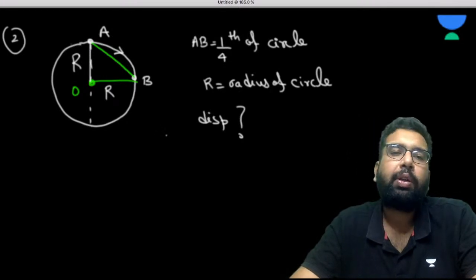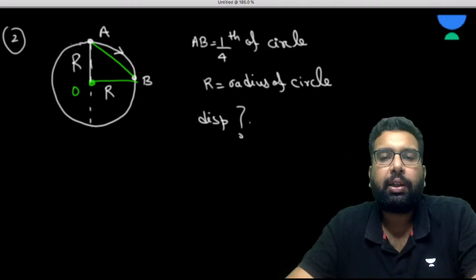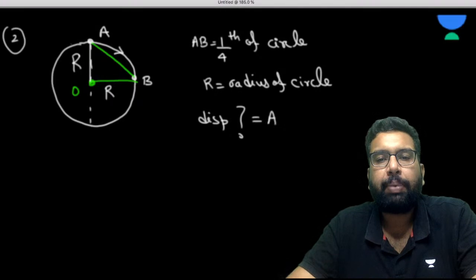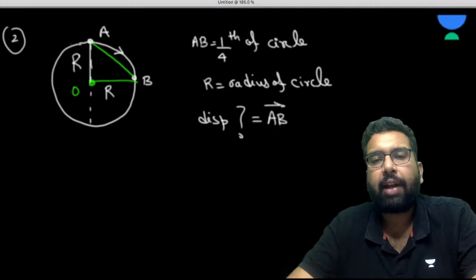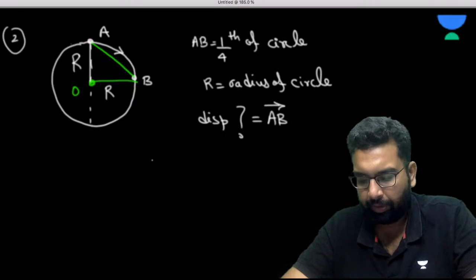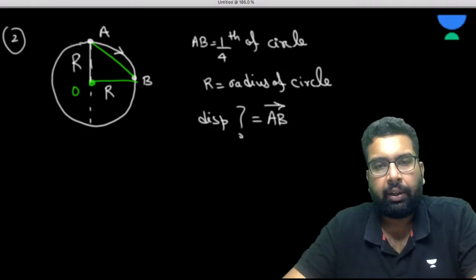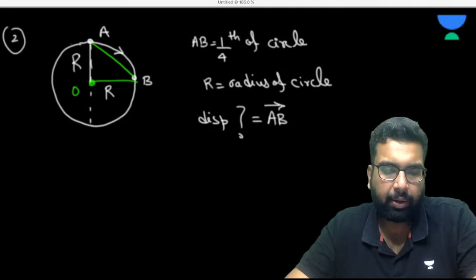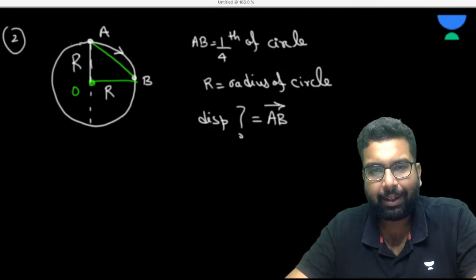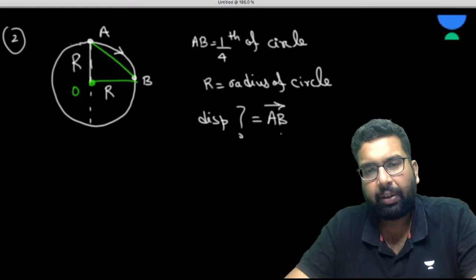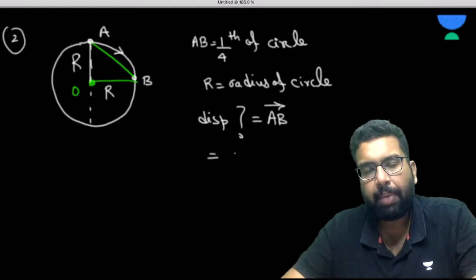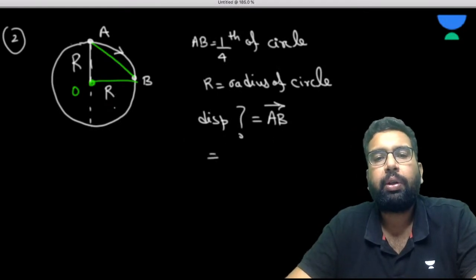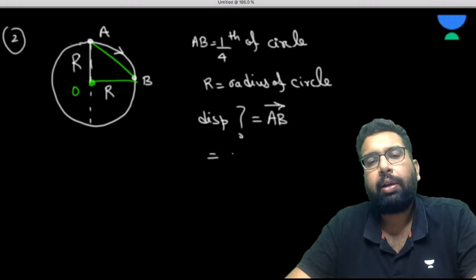By Pythagoras theorem, we can apply. So what is the displacement? That is the length of AB. And see, it is a vector, so I can write this as a vector. This is the standard way of representing the vector. Displacement is a vector, but we are more concerned with the magnitude. So vector AB has the magnitude, and by Pythagoras theorem it will become root 2 of R square, isn't it?